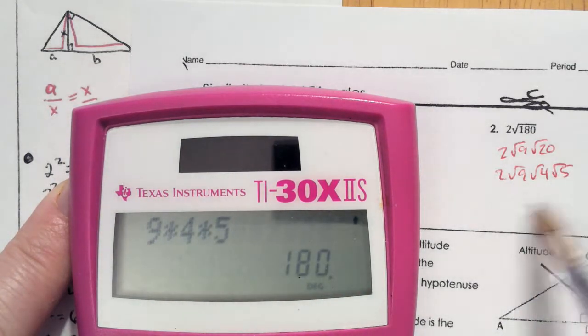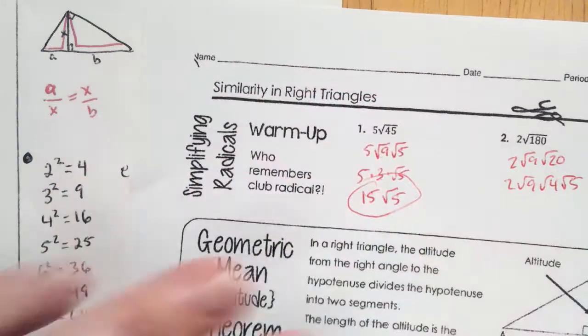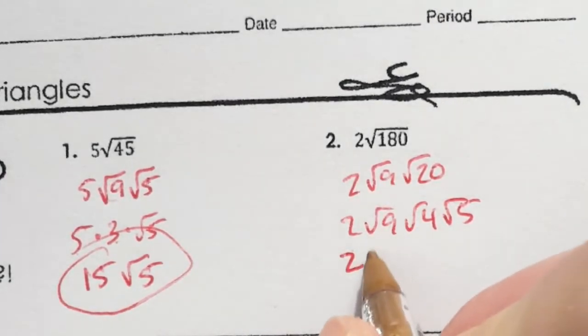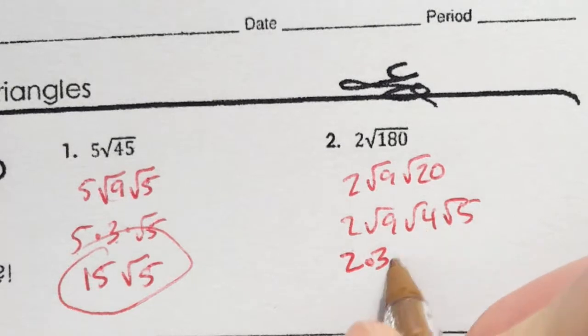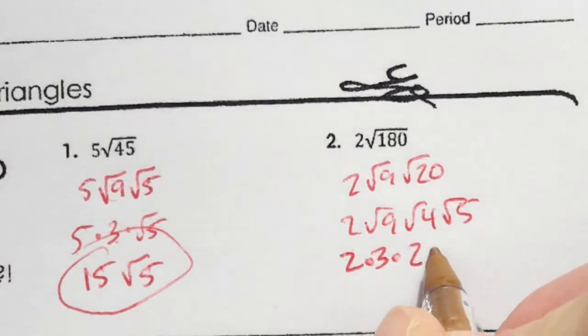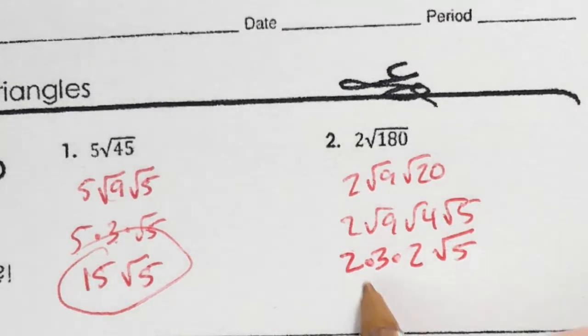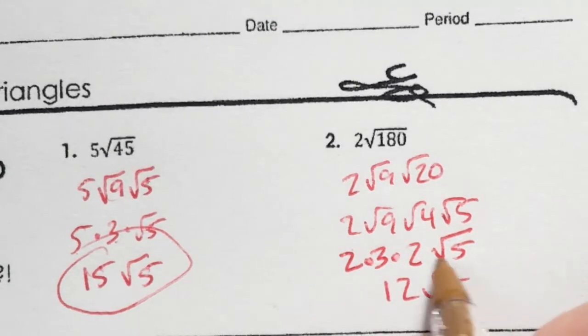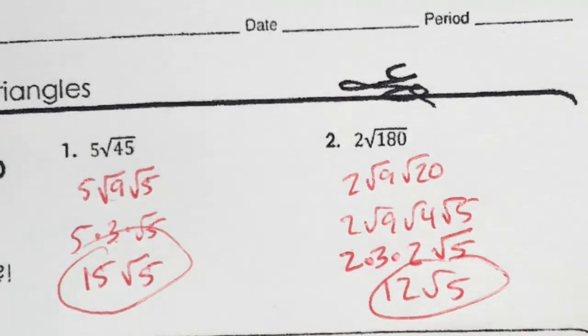So all those radicals multiply back together, we'll go right back to 180. All right, I'll zoom in. Okay, so with that, we're left with 2. Square root of 9 is the number 3. Square root of 4 is the number 2. And square root of 5, we're stuck with. 2 times 3 times 2 is 12 square root of 5. All right, so you got to get real comfortable with that.